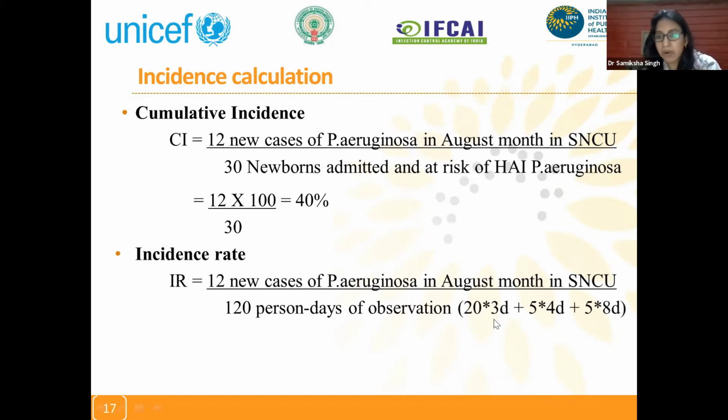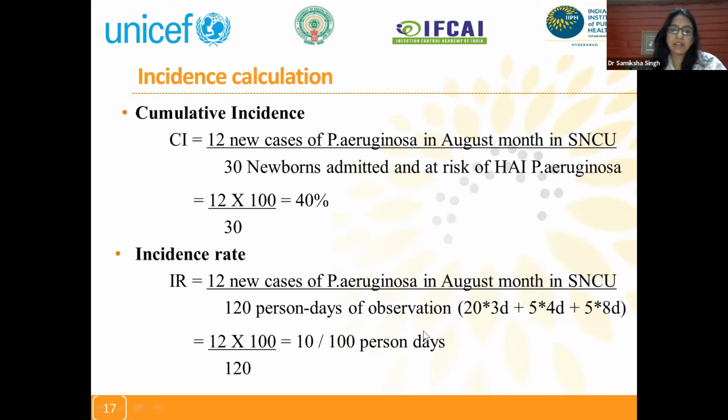So if you add all of these, 20 into 3 is 60, plus 5 into 4 is 20, 5 into 8 is 40, total you will get 120. So you calculate it as 120 percentage, and the indicator you now get is 10 new cases of aeruginosa per 100 newborn days, or percentage in general. So this is how you calculate your indicators.